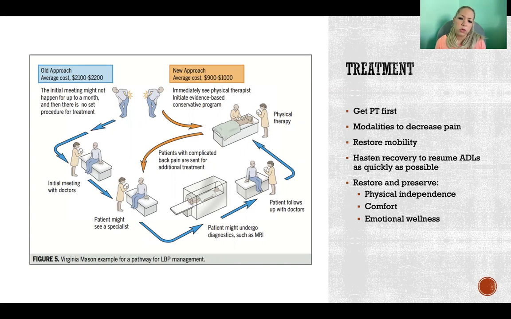So the goal is to hasten recovery, to resume activities of daily living as quickly as possible so that they can preserve their physical independence, their comfort, and their emotional wellness. Anybody who's had low back pain, especially if it's sharp or severe or long lasting, knows that it can be a scary situation. It can cause some emotional response, especially if it's restricting your ability to work or participate in your family life and so on. So the idea is to restore normal activity as quickly as possible and decrease pain as quickly as possible.